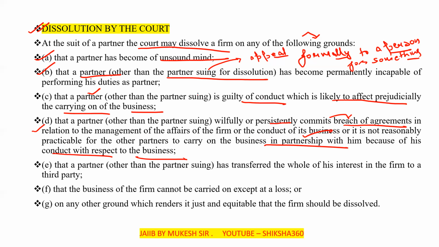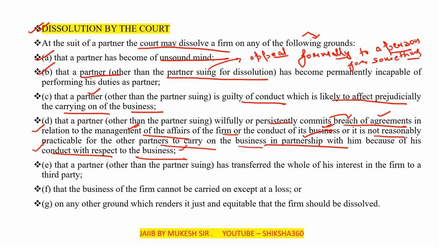So, a partner willfully or persistently commits breach of agreements in relation to the management of the affairs of the firm or the conduct of its business, or it is not reasonably practicable for the other partners to carry on the business in partnership with him because of his conduct.